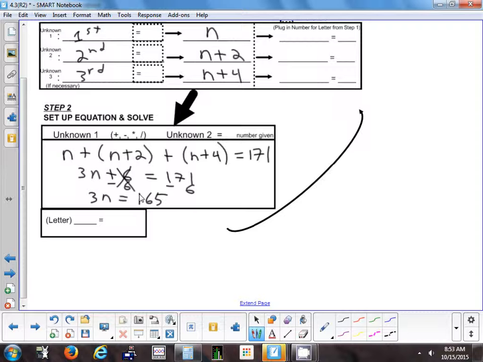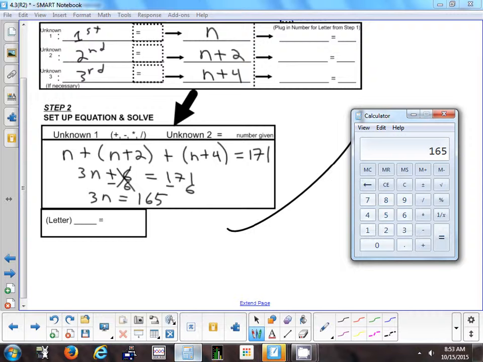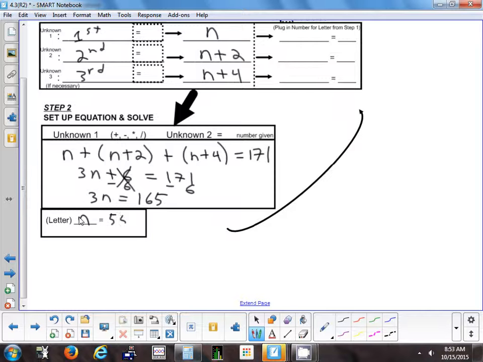Last step. Divide by 3. You're going to be dividing by 3 a lot in these consecutive even and odds because you're always going to be adding up 3 n's. All right, so 165 divided by 3. 55. Okay, that's now another question you just got right. N is 55.